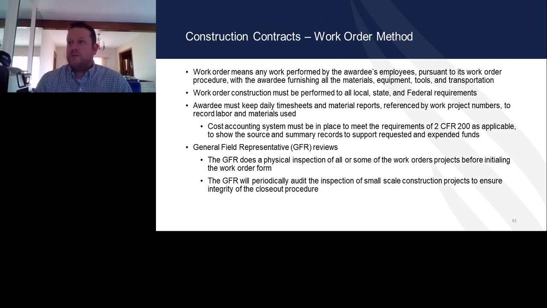Awardee must keep daily timesheets, material reports, reference work order project numbers to record labor and materials used. Cost accounting system, which was talked about yesterday, has to be followed. And then the general field representative, the GFR, does review. The GFR does a physical inspection of some or all of the work order projects before initialing the form, and the GFR will periodically audit the inspection and small scale construction to include integrity.